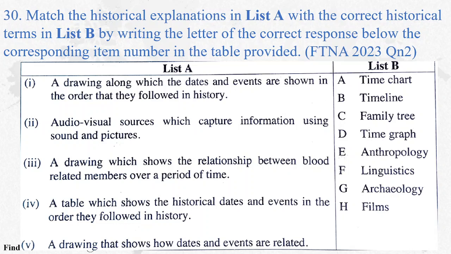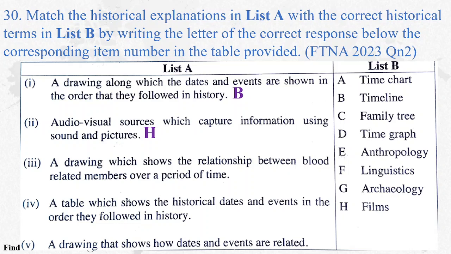A drawing along which dates and events are shown in the order that they followed in history. That was timeline. Audiovisual source which captures information using sound and picture, like what we are doing now, sound and picture. That is called the film. That is audiovisual film, sometimes referred to as a modern way of recording a historical event. That is a modern way, audiovisual.